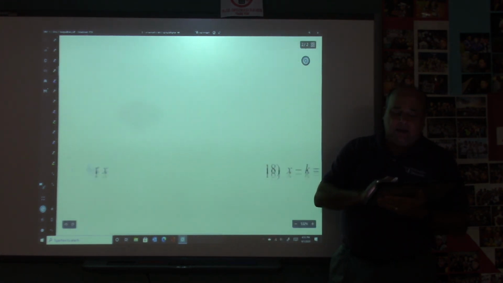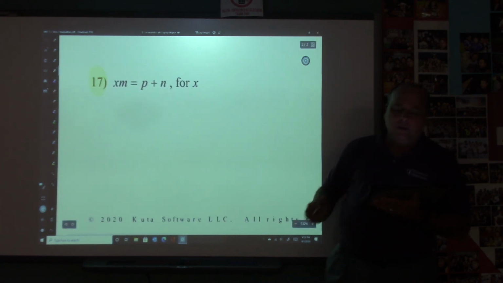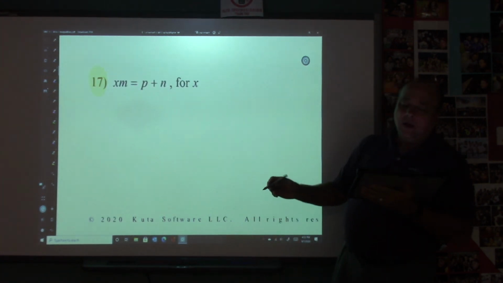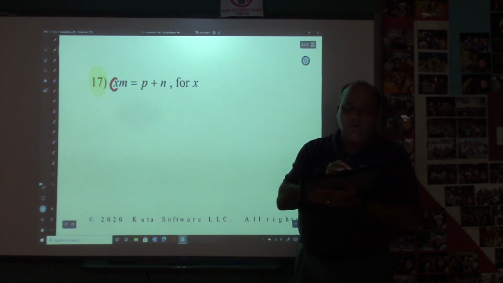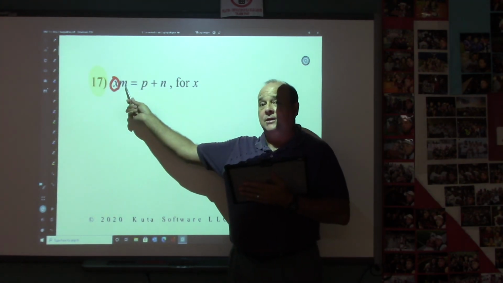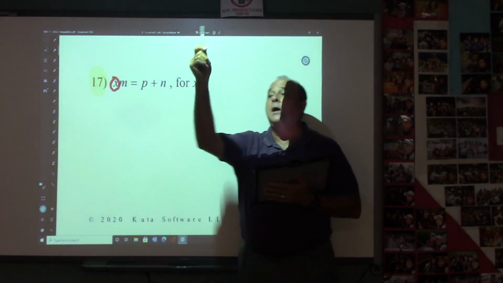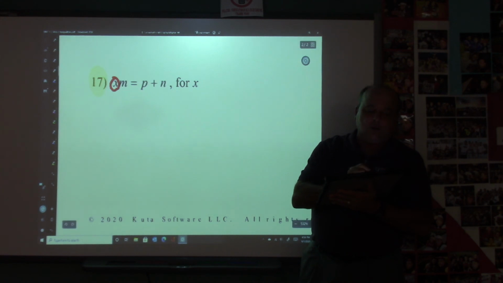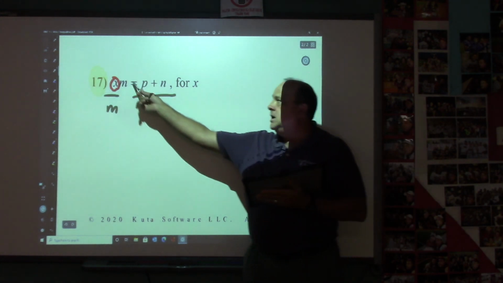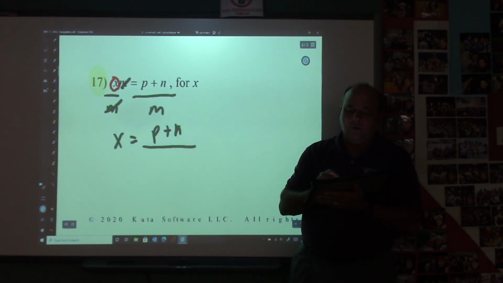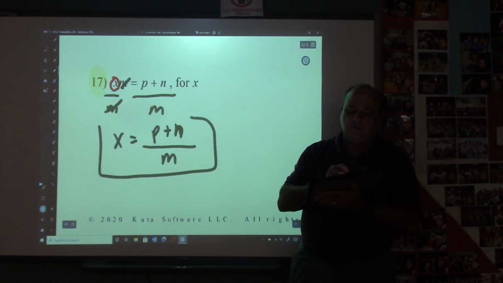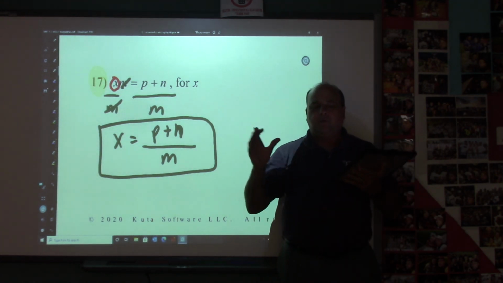And lastly, one more. Let's do number 17. This one won't be hard because we're just solving for x. So circle your x. The only thing I've got to get rid of is the m. What's the opposite of x times m? Excellent, it's divide. So I'm going to draw a fraction bar, and I'm going to put m on the bottom, right? These m's will cancel out. All that's left is x, and it's going to be p plus n all over m. This is your answer. Okay, you'll get this.